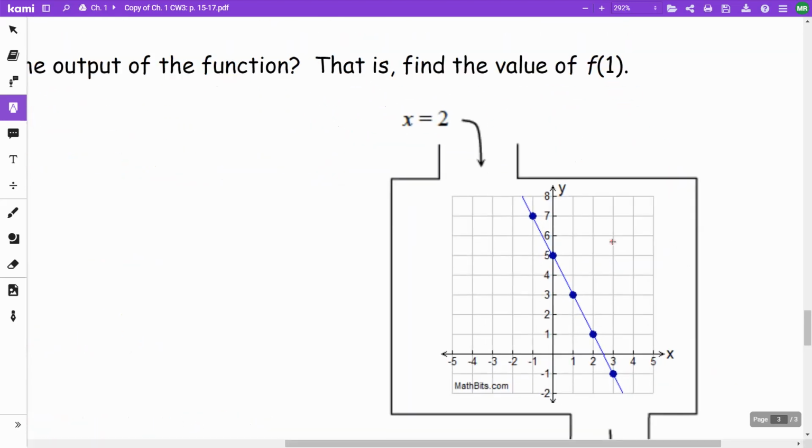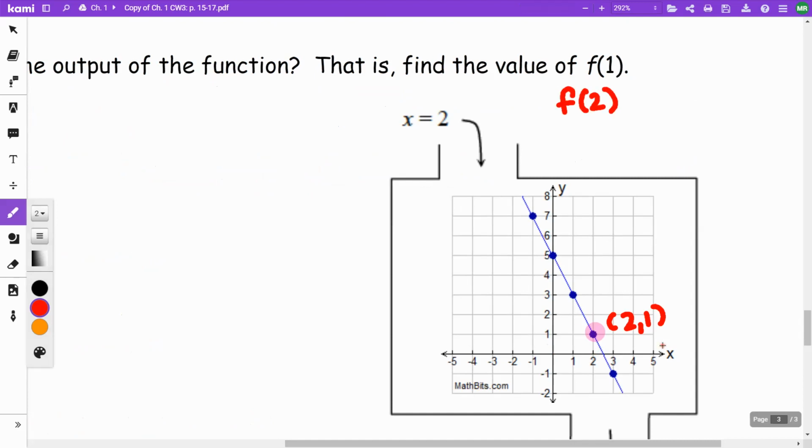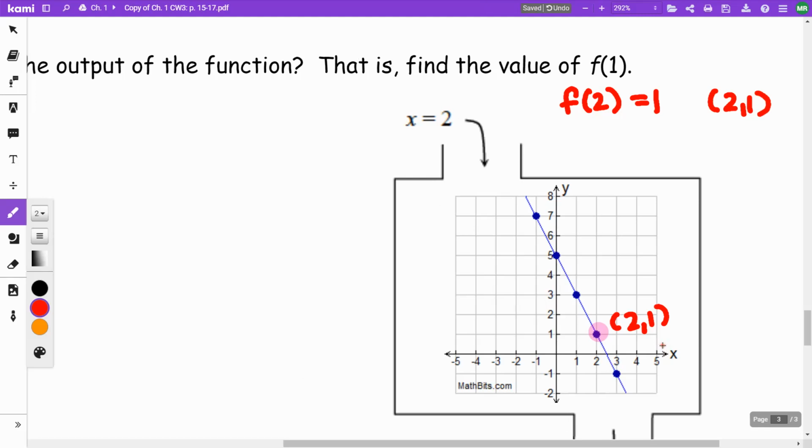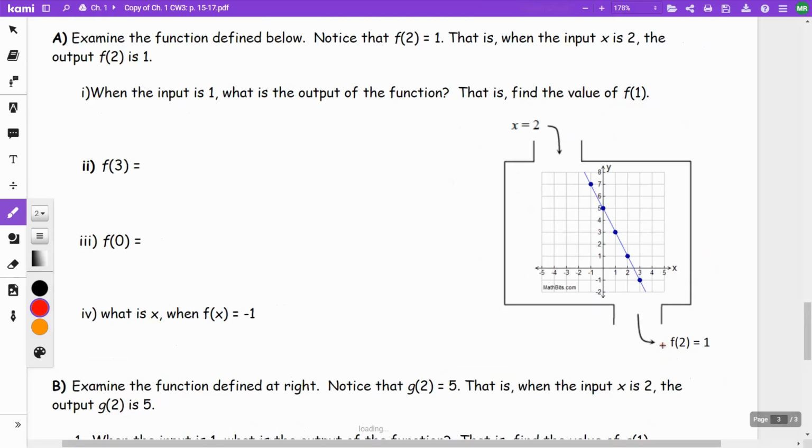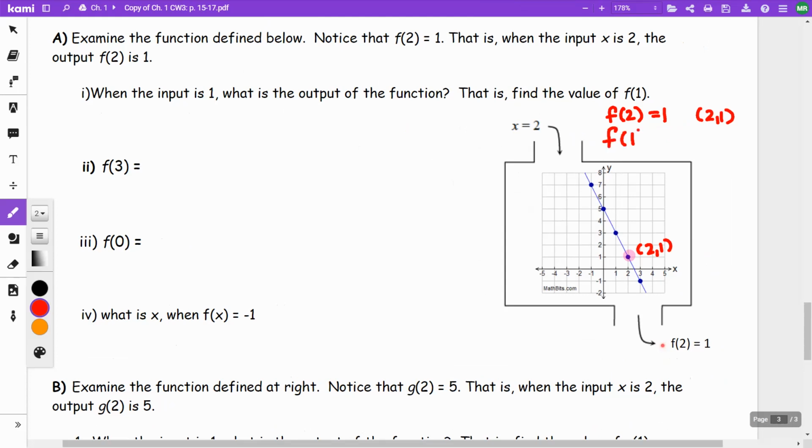So if I go to 2, let me do it with my little cursor here. If I go to 2, my output is 1. So they're looking at this point right here, which is really 2, 1. So if I write f of 2, that means I'm putting in a 2 and I'm getting out a 1. But you can think of it as a point 2, 1 if you're looking at the graph. Okay. Now, they're asking us, when the input is 1, what is the output? So right now, they want us to find f of 1.